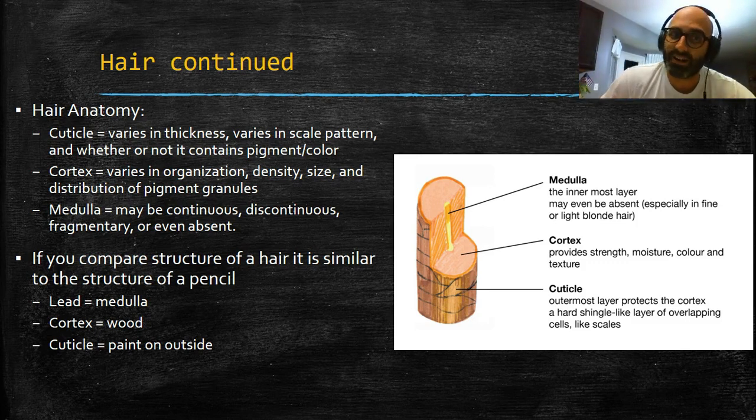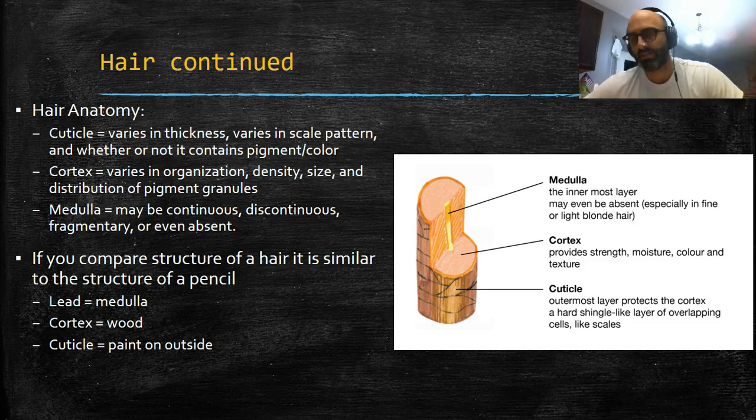The second layer is called the cortex. And remember, hair is 3-dimensional, so we're talking about working from the outside of the object in the round in. So the cortex is the next layer in. It also varies in organization. It has different densities, different sizes, and actually has pigment granules in there, and their distribution varies based on all of these different characteristics of male, female, ethnic background, all of that.